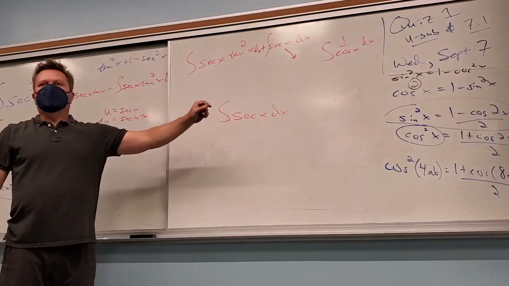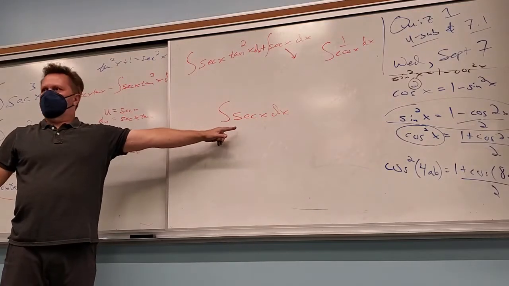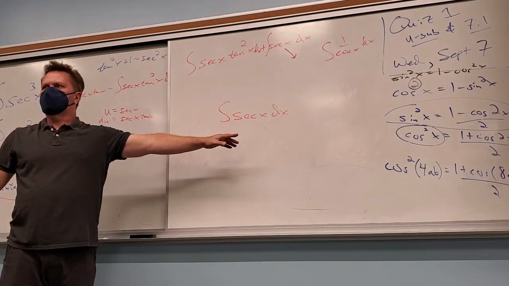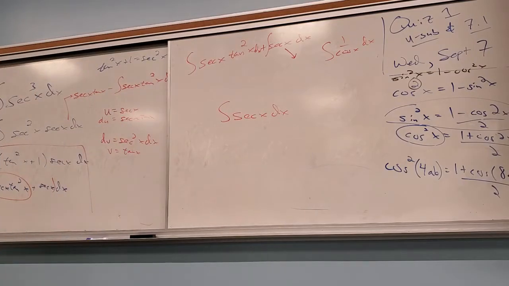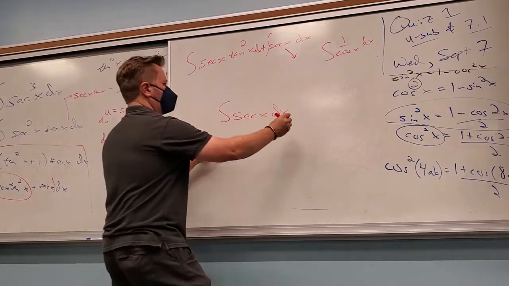All right, so what would you let u equal then? Secant x, because we can't differentiate. Secant x, exactly. You would never let dv be secant x, because that's the problem. I can't integrate secant. So I'm going to let u equal secant.